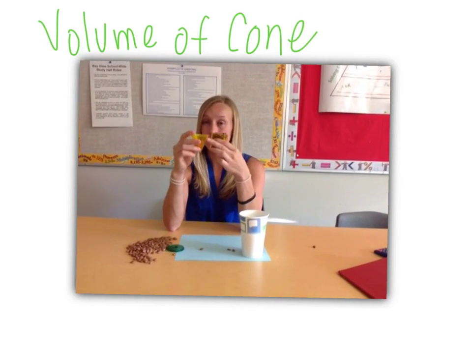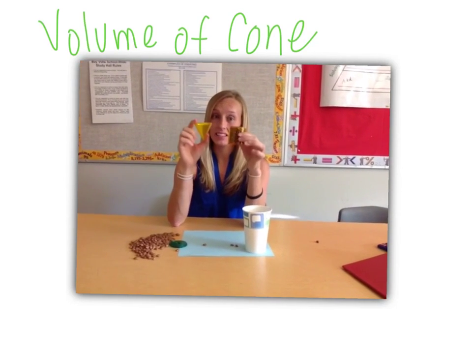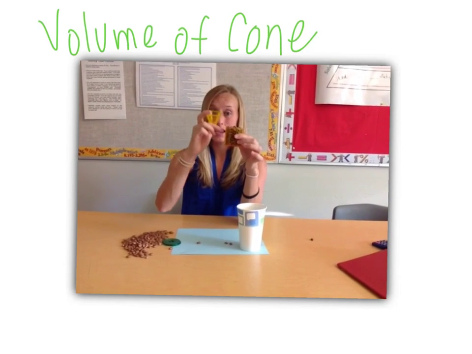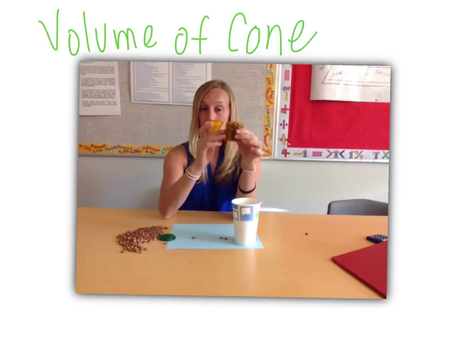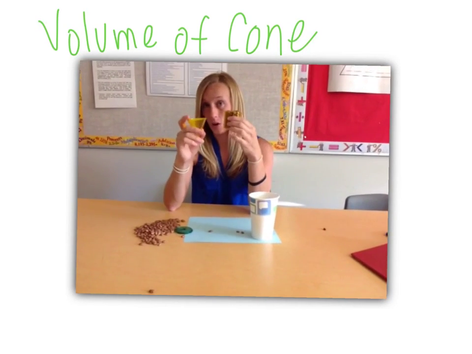So the volume of this cone is 1/3 of the size of this cylinder, because 3 of these fit into here. So if you take this volume, you need to take 1/3 of it to get the cone. Okay.